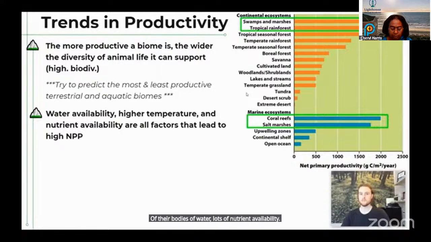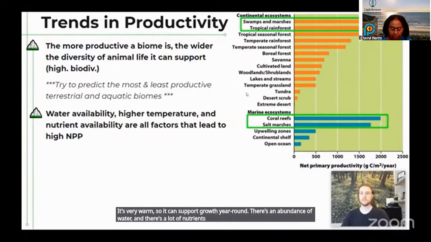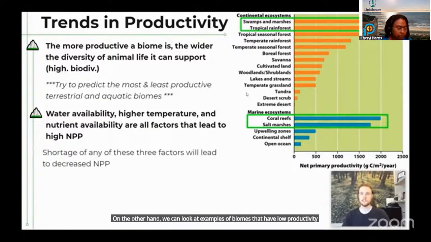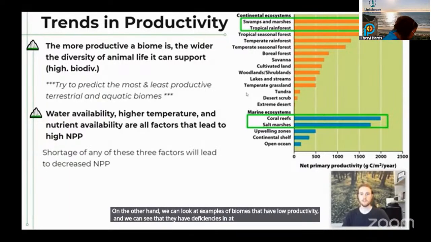The coral reef ecosystem follows this trend as well. It's very warm, so it can support growth year-round. There's an abundance of water, and there's a lot of nutrients from the organic matter that is a part of the reef. On the other hand, we can look at examples of biomes that have low productivity, and we can see that they have deficiencies in at least one of these three factors.